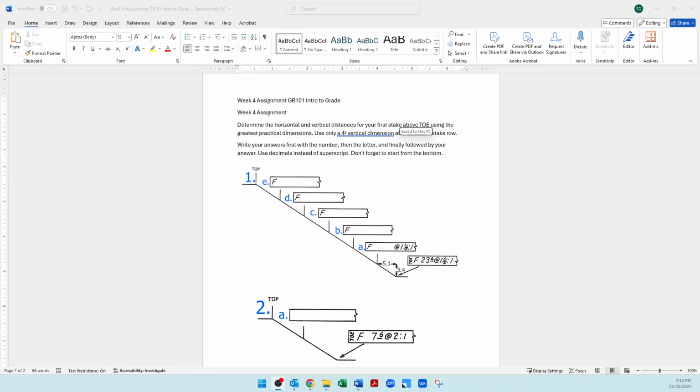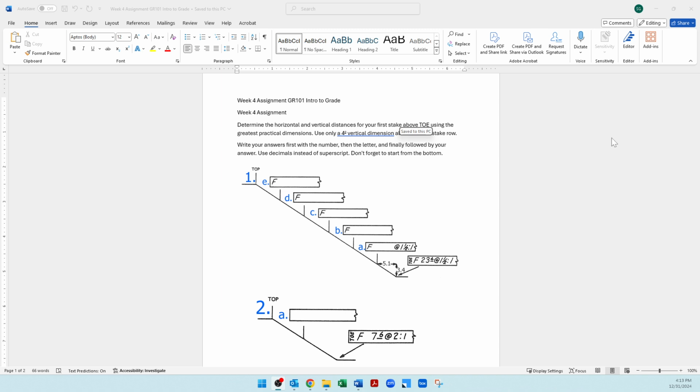I want to put in here a brief video because it's a brief assignment. Though it seems a little complex, it's just not. Now, this assignment is in week 4 of Intro to Grade. It says determine the horizontal and vertical distances for your first stake above toe.